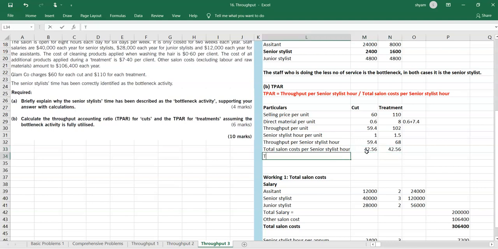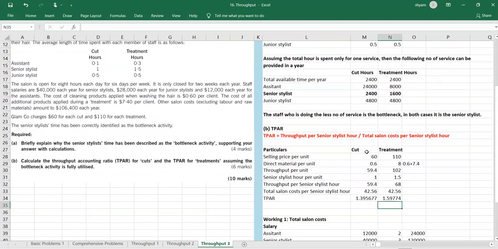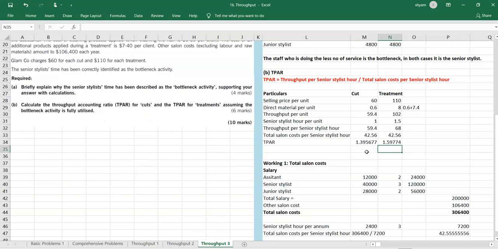So finally we can get TPAR. So TPAR is this number divided by this number. So it is 1.39 and 1.59. So that's about the answer. We can end the answer till here. So there's no discussion question or anything thereafter. Okay, it just finishes with TPAR.